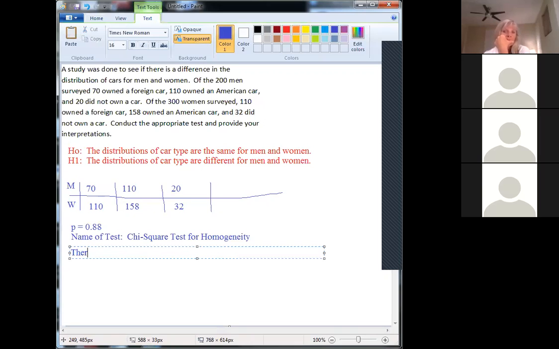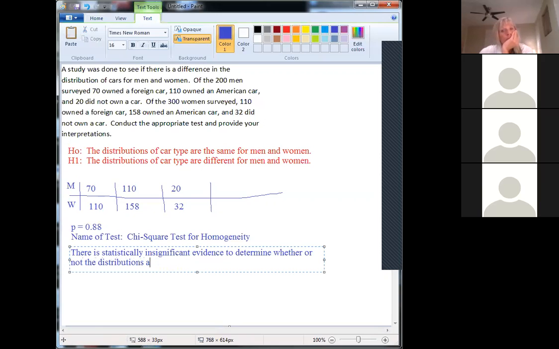So what we can say is there is statistically insignificant, sometimes you'll say insufficient, either way, evidence to, and then we can say support the claim, actually to, I like this way better, determine whether or not. And then you just state H0 or H1, it doesn't matter, because if you say whether or not, then both of them are kind of covered. So the distributions of car type are the same for men and women.